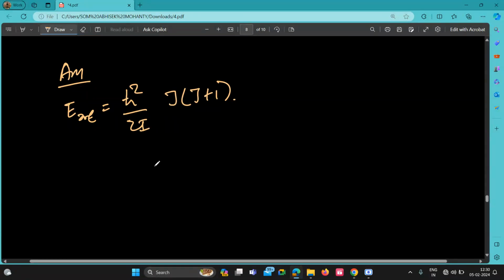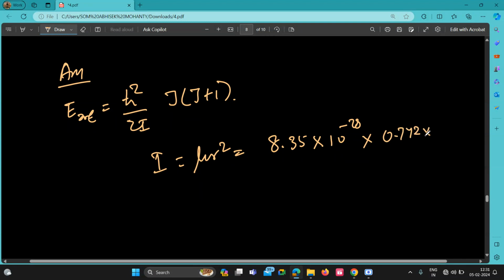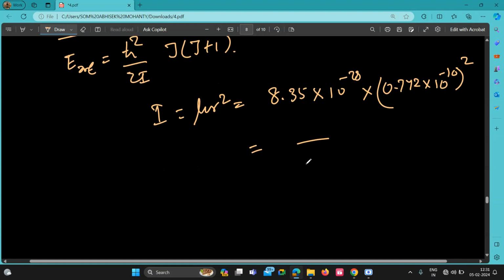We know E rotational is h cut square by 2I, J whole into J plus 1. I is mu r square, isn't it? Reduced mass is directly given, 8.35 into 10 to the power minus 28, into r square. r square is 0.742 into 10 to the power minus 10, squared. So from here you can calculate I and just put it here, in the rotational energy in terms of the rotational quantum number. That's it.